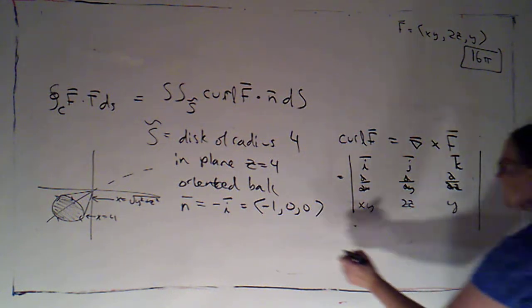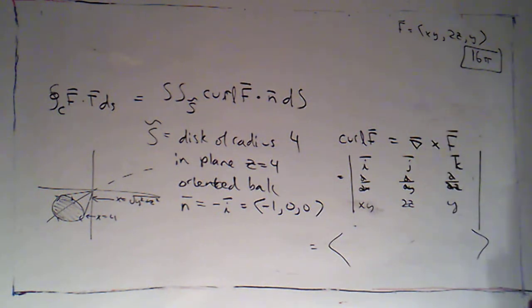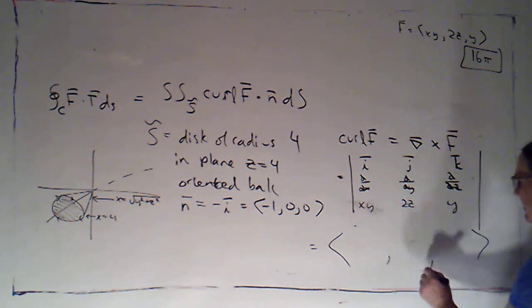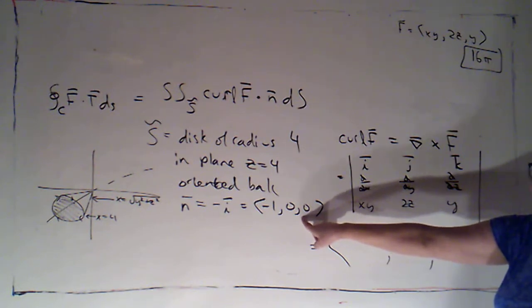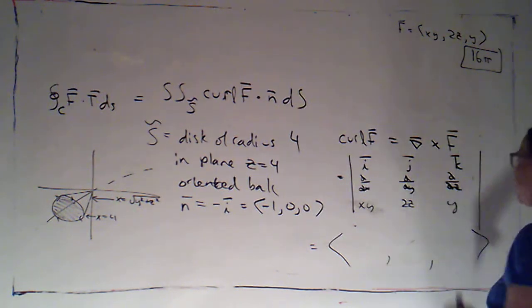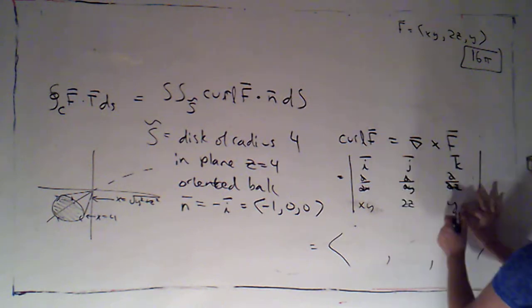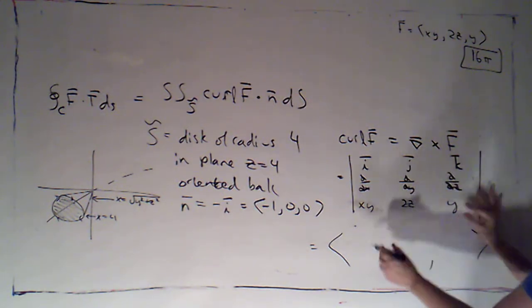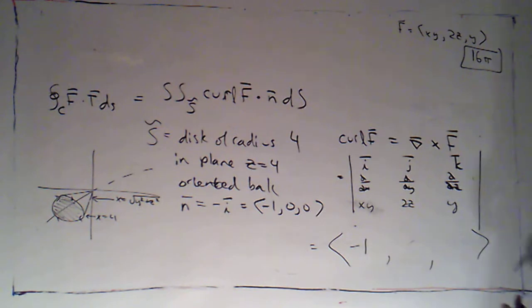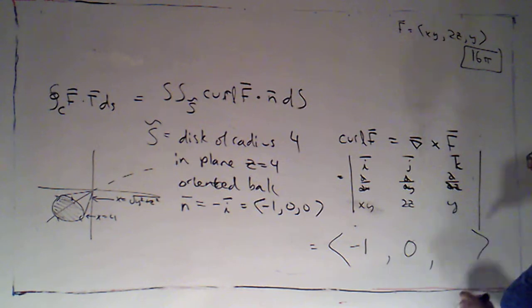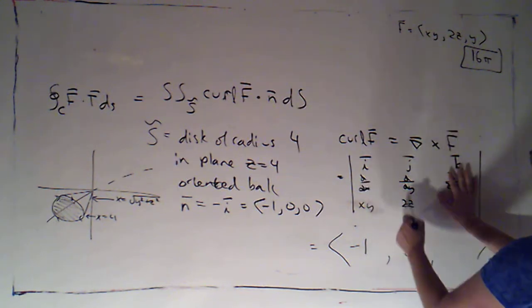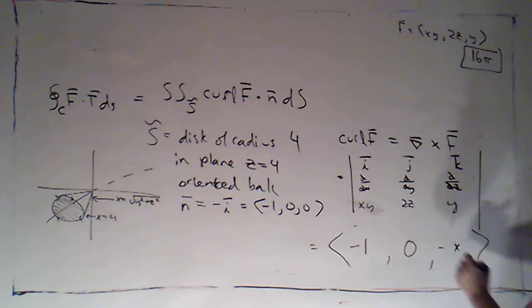And if I work this out, I actually only care what I'm going to get here, because I can see I'm going to be dotting it with this. Okay, let's go ahead just for practice and work out the whole thing. I'm going to get 1 minus 2, which is negative 1. In the j component, I'm going to get nothing minus nothing. And in the k component, I'm going to get nothing minus x. So I do get something that's going to drop out. This is very exciting. Okay, excellent.